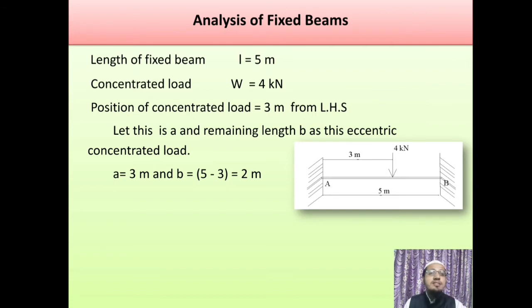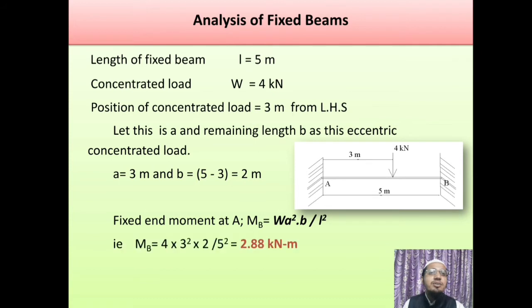So let us find the support moments or fixed end moments. The fixed end moment at support B will be MB equals W a square b by L square. By simply substituting the values we get MB equals 2.88 kilonewton meter. Now here you can see the load is acting near the support B, so we can say that the end moment at B will be larger than at support A. Let us check whether that comes out.